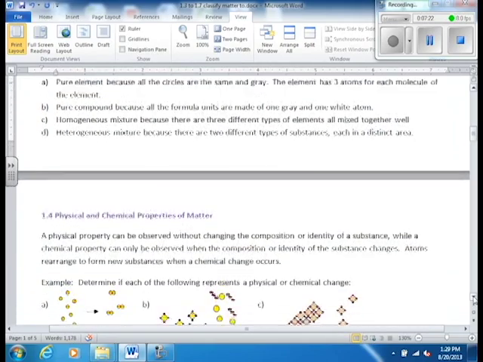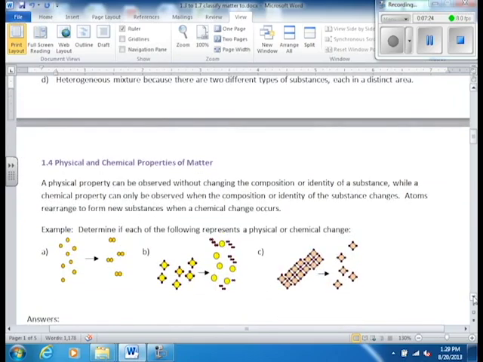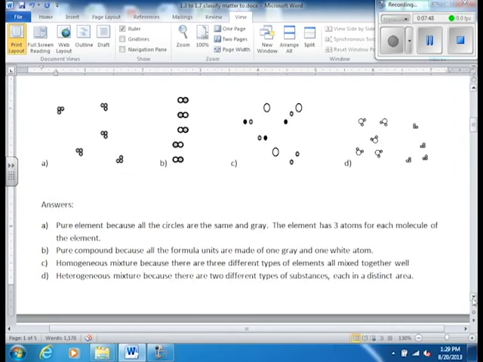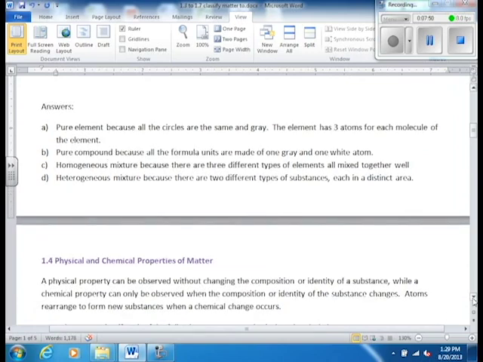Okay, physical and chemical properties of matter. So, some important notes. A physical property, you can observe it without changing the composition, without changing the formula units. So these would stay the same. These would stay the same. If I suddenly have a white and a gray separate from these, that would not be a physical change. So in a physical change, those formula units stay exactly the same.